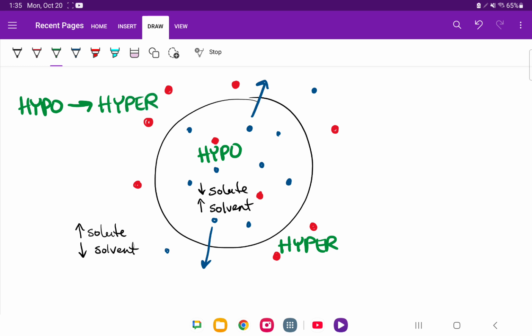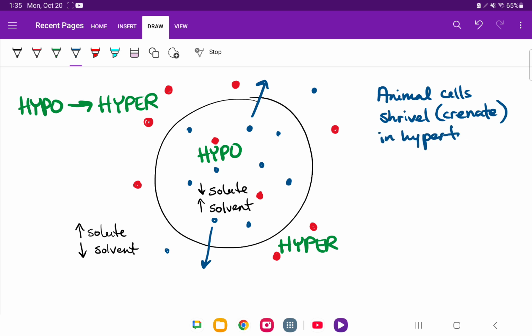So if this was an animal cell, what would happen is animal cells, again, don't have a cell wall. They shrivel because all the water is moving out. And the fancy term for that, especially in red blood cells, is crenation. So they crenate in hypertonic solutions. Not good. So animal cells, they explode in hypotonic solutions. They shrivel up in hypertonic solutions, neither of which is going to be good.